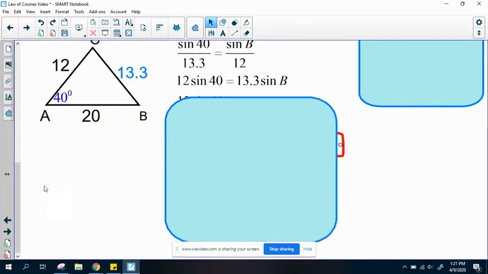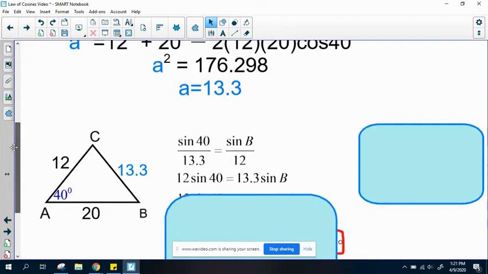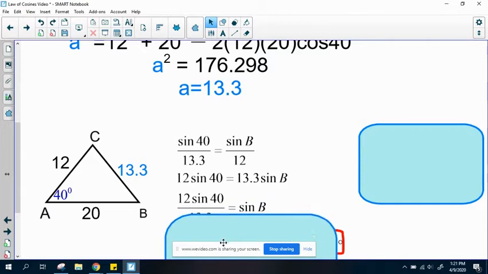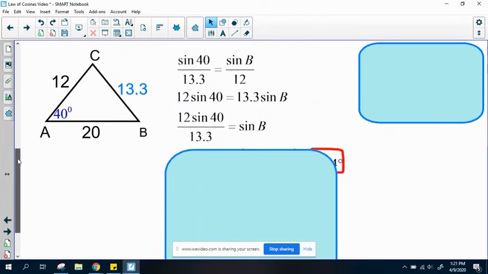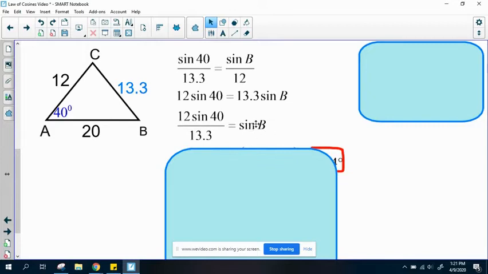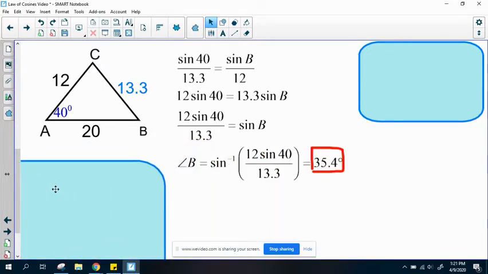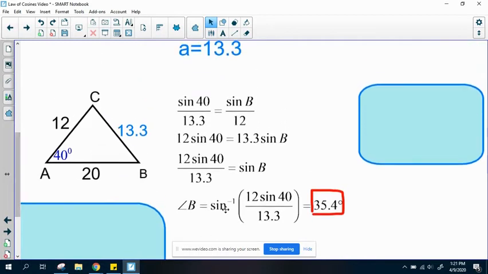And then since I have a proportion, I'm just going to cross multiply. So I'm going to bring the 12 up and bring the 13.3 up. So if I'm trying to find sine B, I'm going to divide this over. So it looks like this. Okay. And then my last step is because I want to find the angle, I need to use the inverse sine button, or the second and then hit sine, and I'm going to type this in. So you'll see it looks like this. And so you end up with, if I do inverse sine of whatever this turns out to be, I get 35.4.